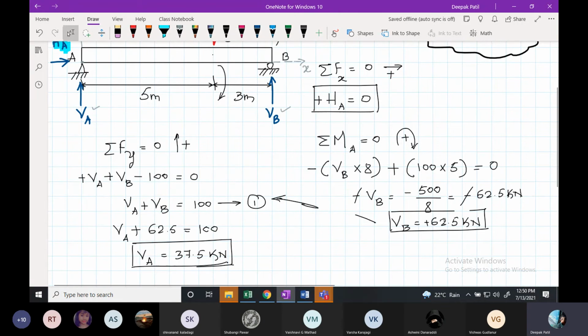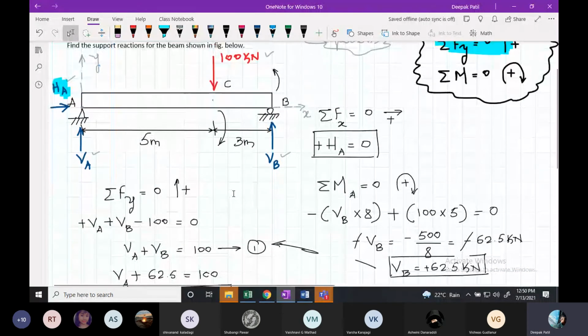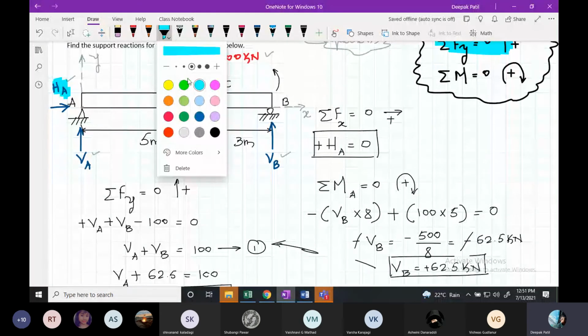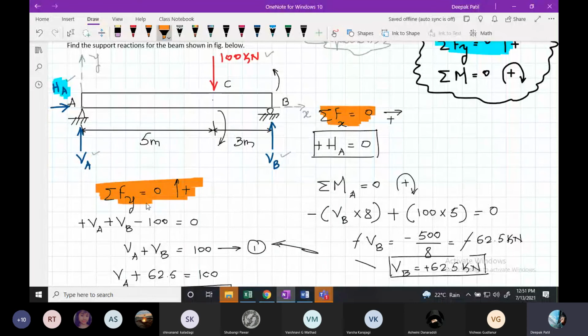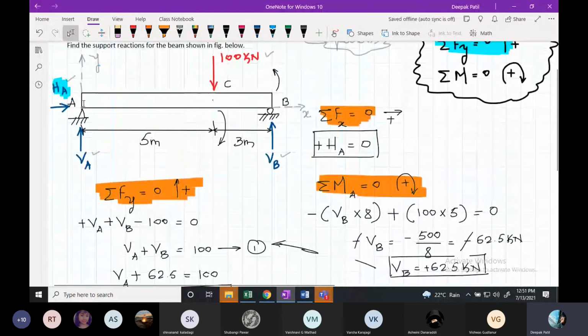Are you clear, students? Yes, sir. Any doubts you have here? See, I have not done anything special. I have used only these three equilibrium equations. One is summation of Fx equal to 0, another is summation of Fy equal to 0, and another is summation of M_A equal to 0. Using only these three equilibrium equations, I was able to calculate the values of HA, VA and VB.